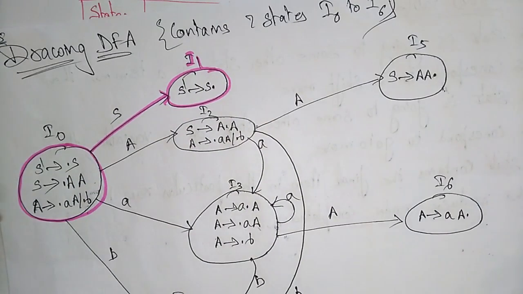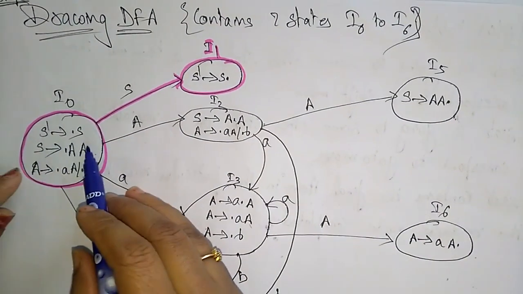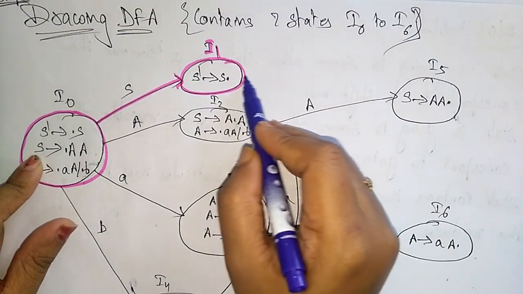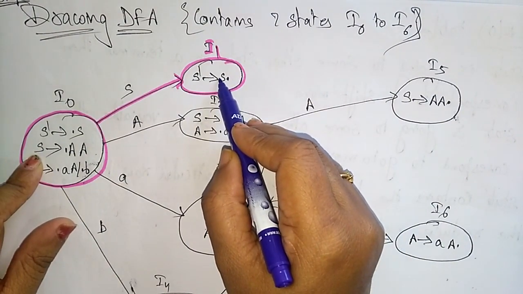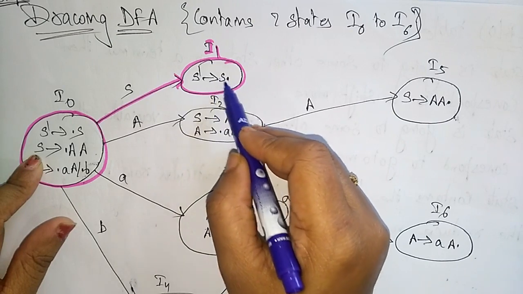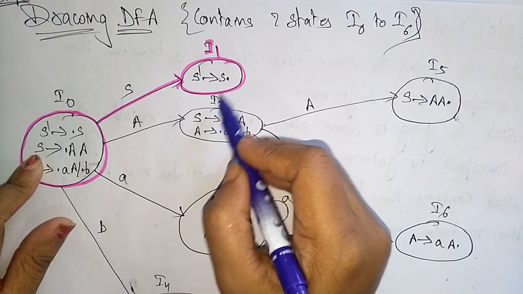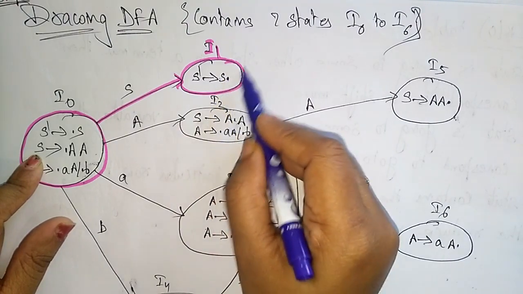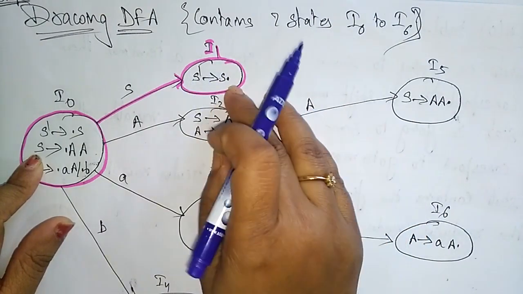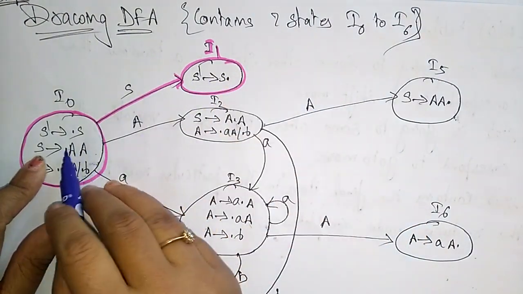What is the next non-terminal? Next is A. If a dot is before a non-terminal, you need to write all the productions of that non-terminal. But here, S dot means after the dot there is no non-terminal. So you just stop this state here itself. I1 you need to stop here. Now let's take A.